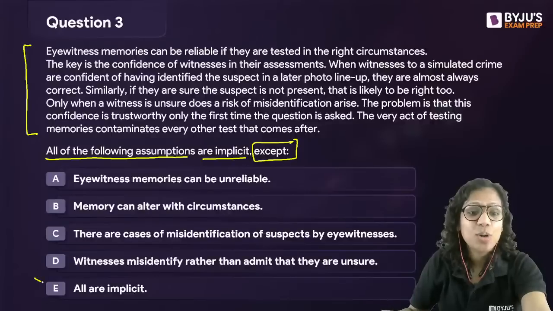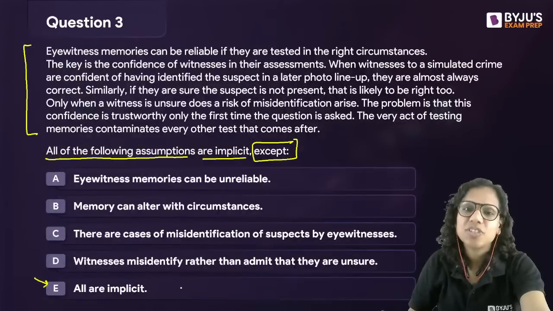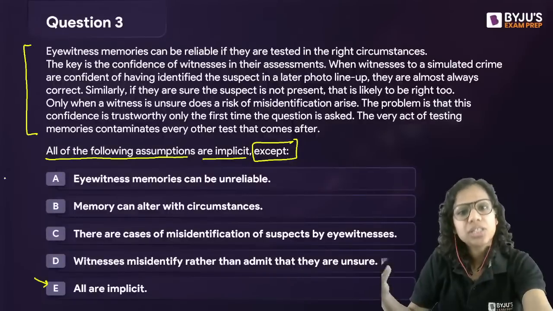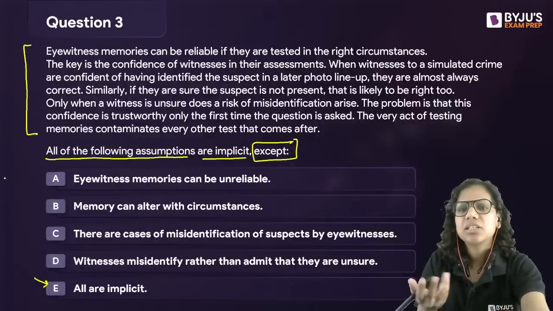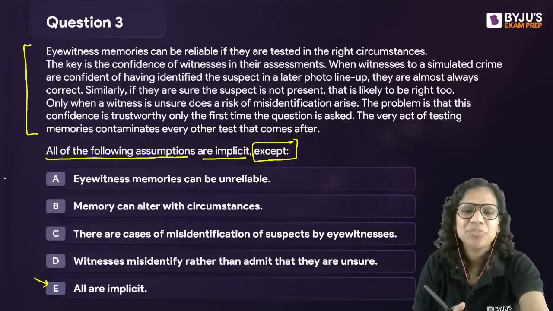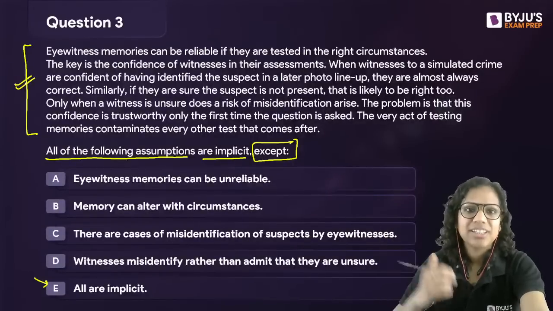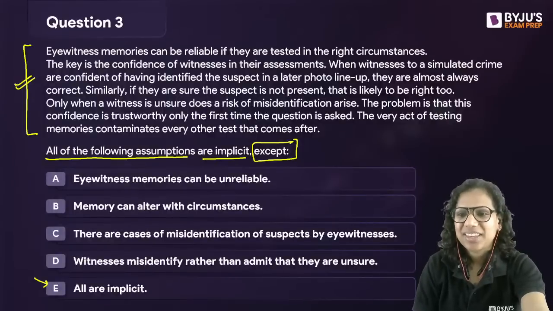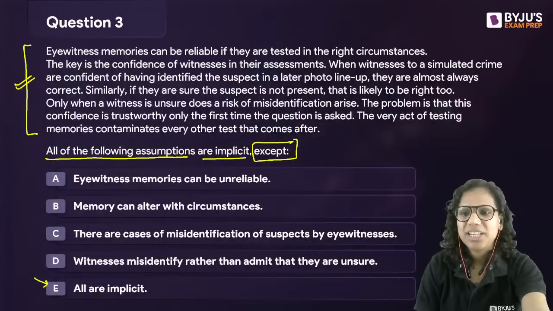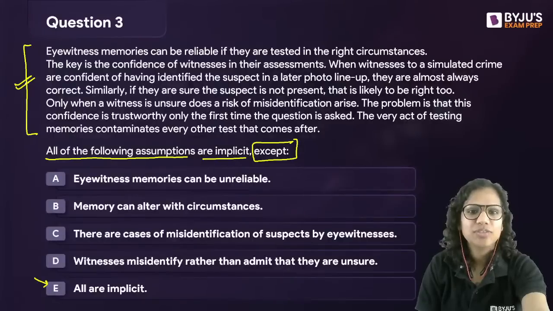Okay, and in fact, there is an option called all are implicit. So it's quite possible that all of them are implicit. So see if that is the case or if there is one such assumption that is not implicit, that is not necessary for this argument to hold true. Let's see what you say. And then I'll tell you a test. I'll talk to you about a hack to solve these questions.